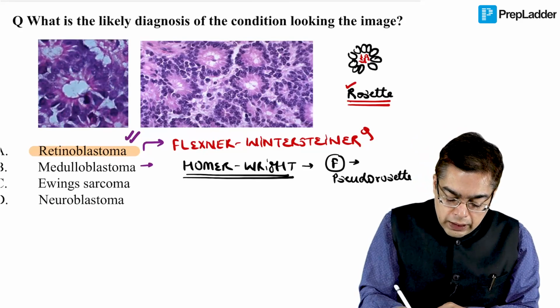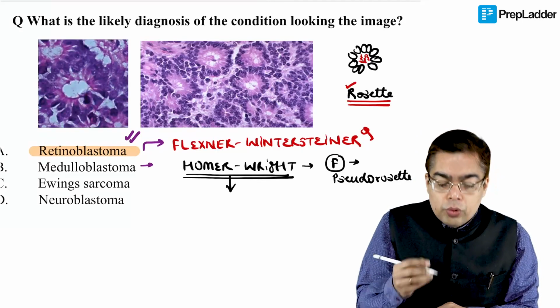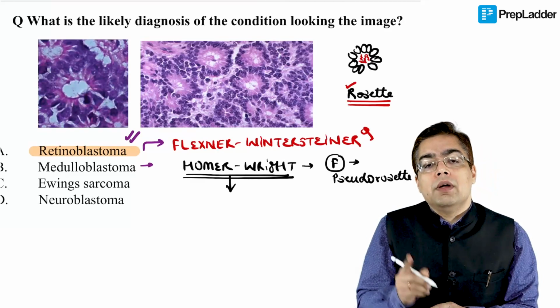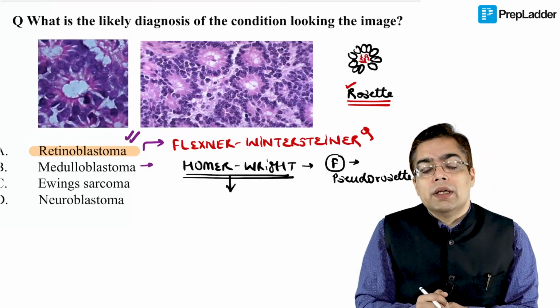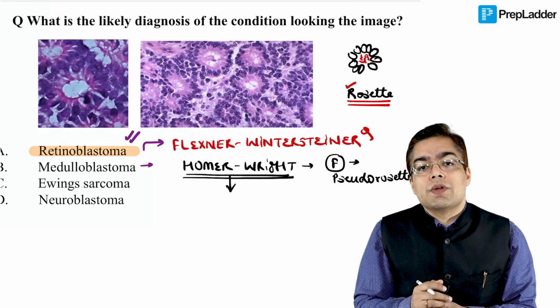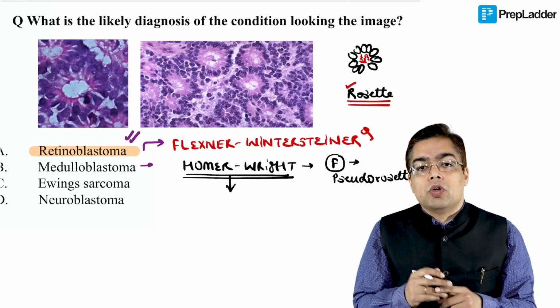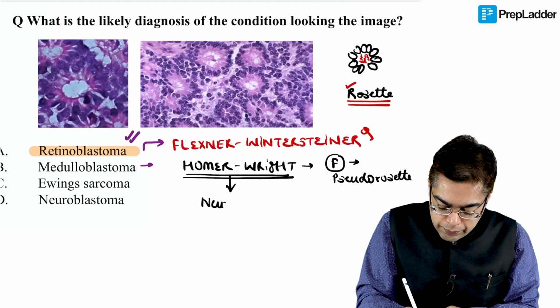Having said that, if you are asked a question in the exam pertaining to the location of the Homer Wright rosette, then the Homer Wright rosette is going to be seen in a pediatric tumor affecting the adrenal gland. I have discussed that with you in the discussion of neoplasia as well. Do you remember the adrenal gland tumor seen in children, classically responsible for causing ocular metastasis? Yes, a lot of you should be able to remember that fact.